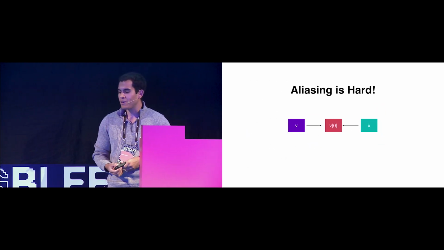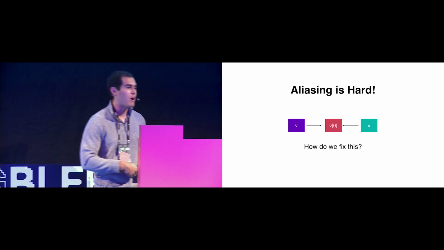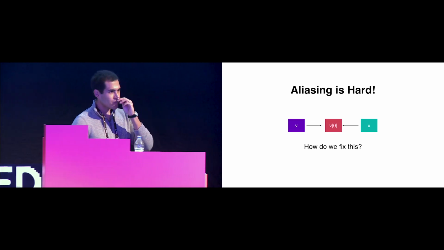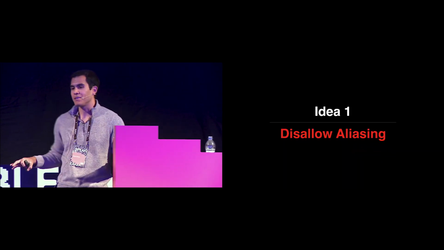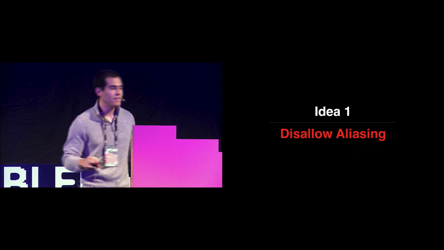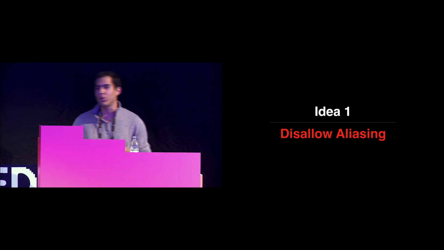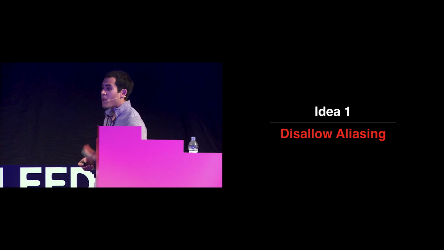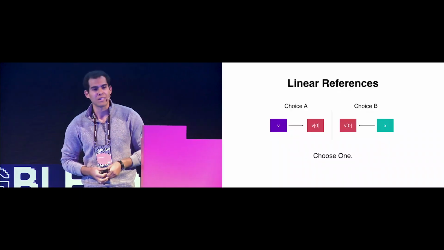And so how do we fix this? How do we get rid of this aliasing that we don't want? Well, one very easy way to do this is to say no aliasing. You cannot alias anything. There's just a single reference to a thing, and that's it. You have nothing else. This is actually a very popular idea. It sounds a little weird, but it's a popular idea known as a linear reference or a linear type.